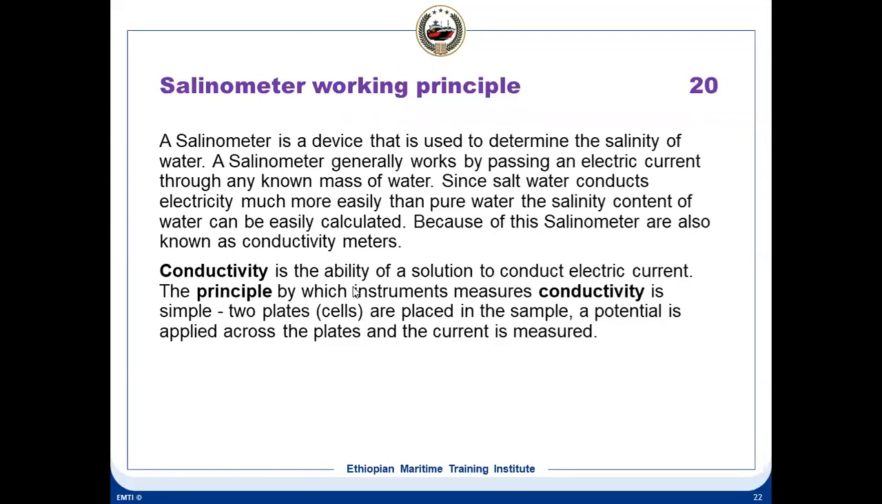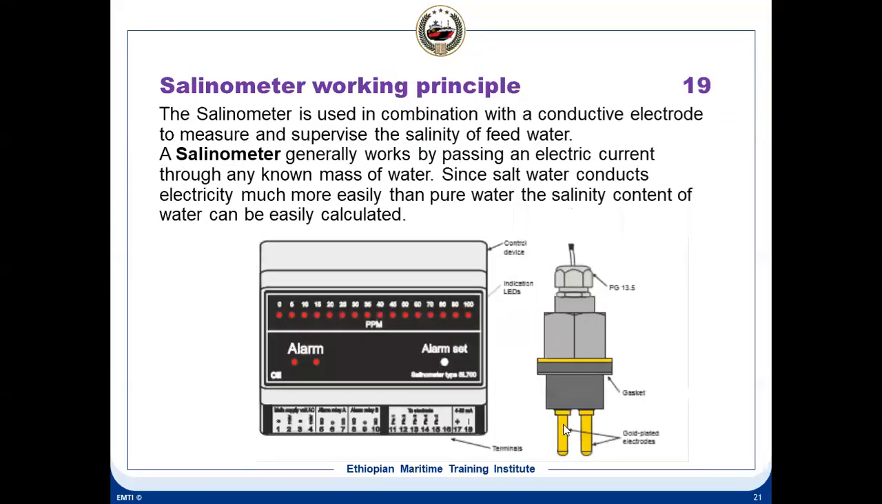So conductivity is the ability of a solution to conduct electric current. The principle by which instruments measure conductivity is simply two plates, two electrodes, placed in a sample. A potential is applied across these plates and the current is measured. The current flowing in between these two is measured. If there is fresh water in between, it will be very low. If salt water, the current will increase.